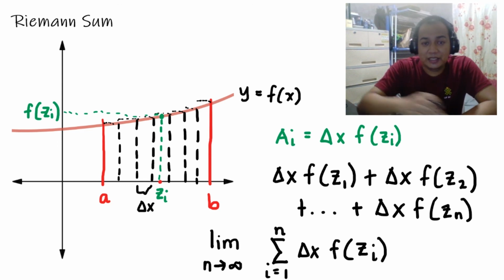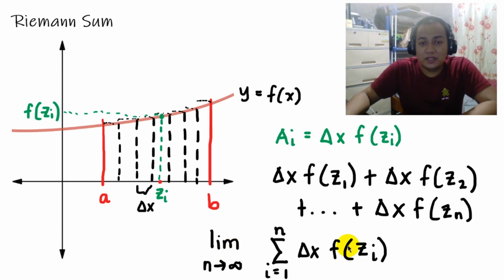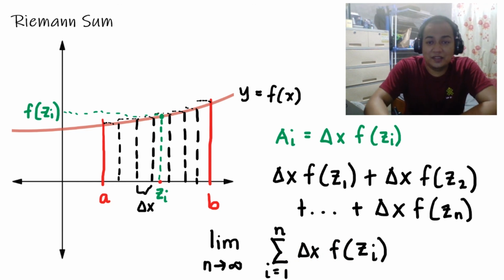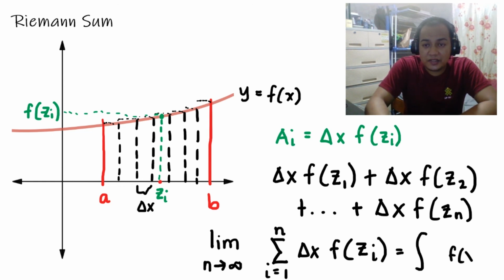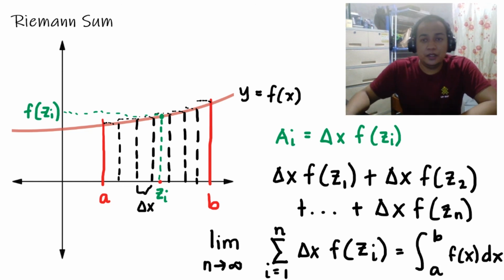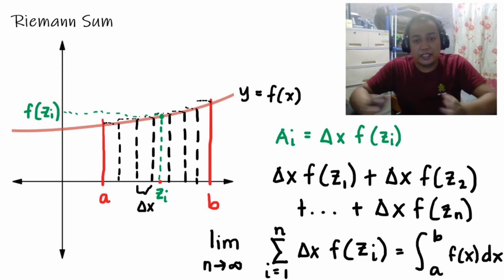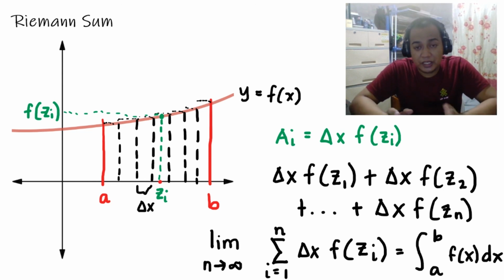Basically, this limit of the sum of the areas is the definition of the definite integral. This is the integral. You can write this as the integral of f of x dx from A to B. We shall have examples regarding this formula in the next video.